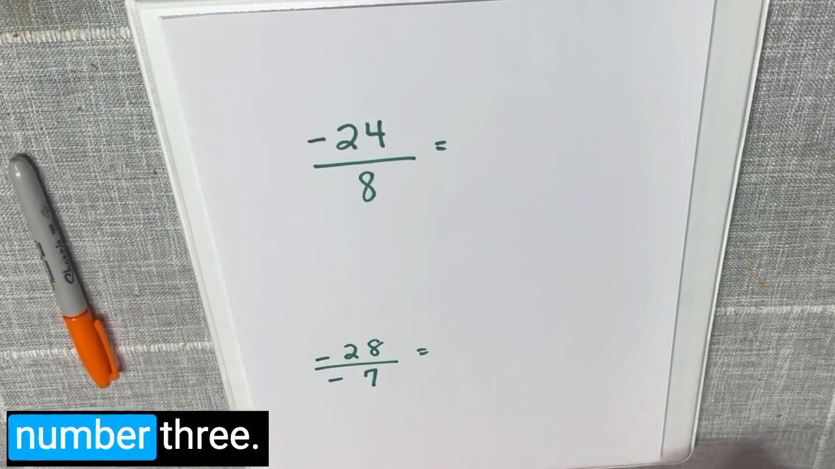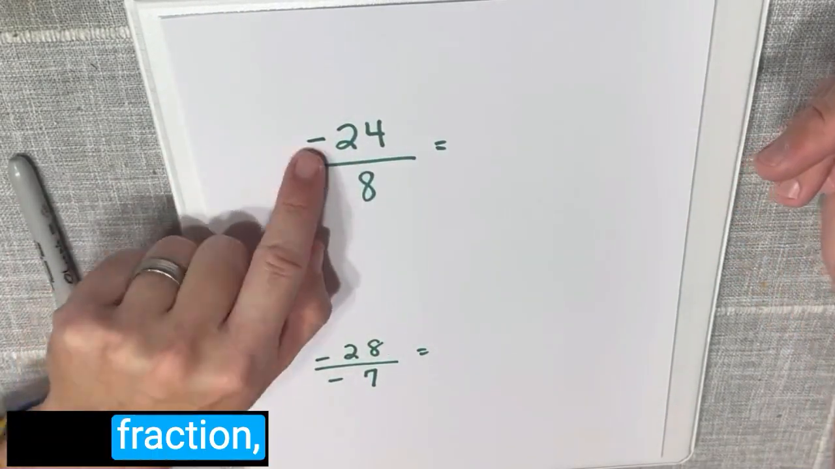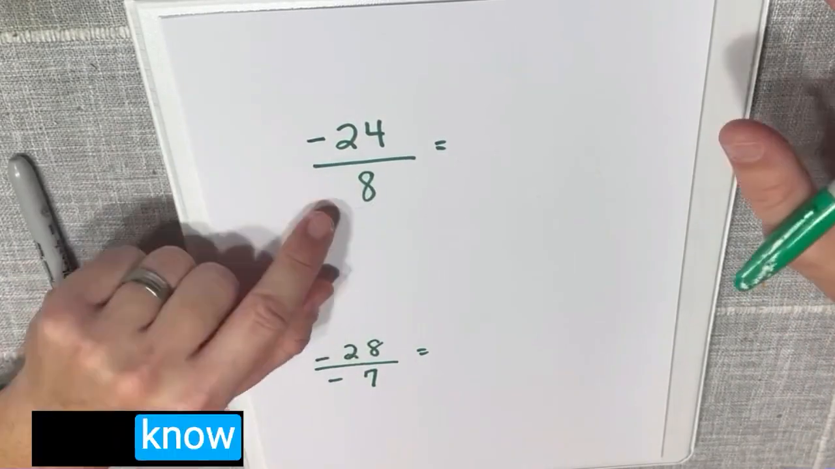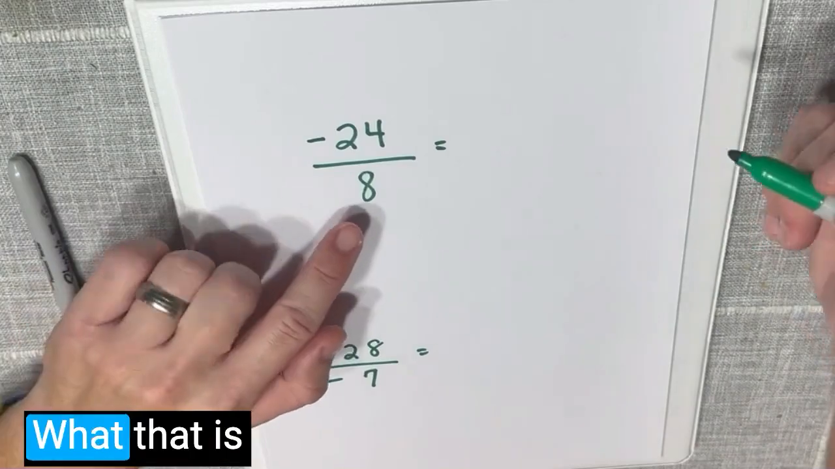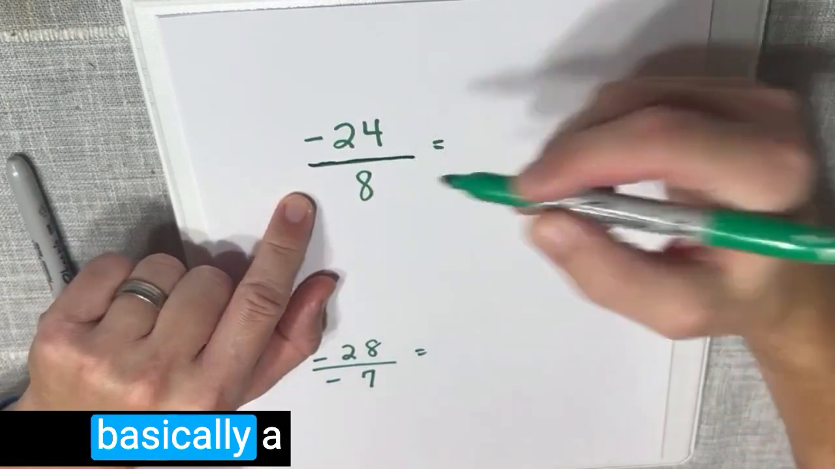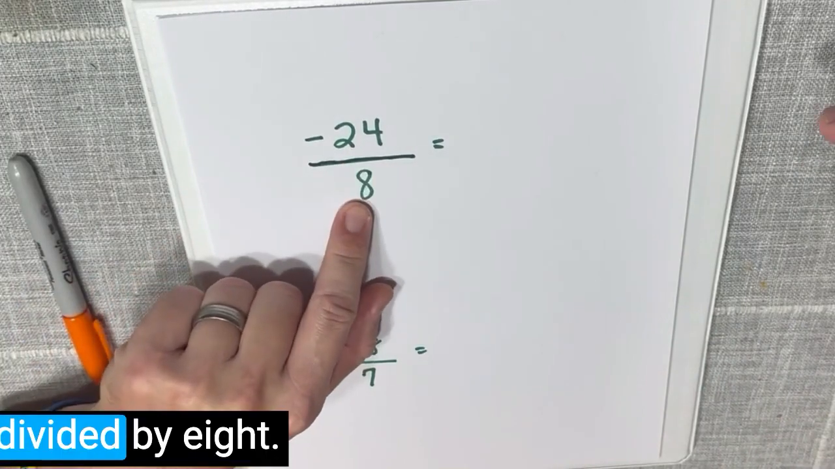All right, so here we go with number 3. All right, so here we have a negative 24, and it looks like a fraction, negative 24 over 8. And I know some of us may be saying, hey, Coach Jon, I thought you said no fractions. I thought these were whole numbers. What that is, a fraction is really basically a division symbol, okay? So what this is really saying is negative 24 divided by 8.